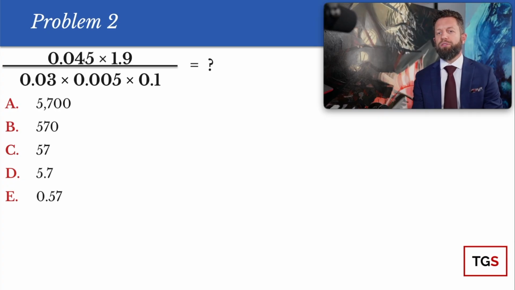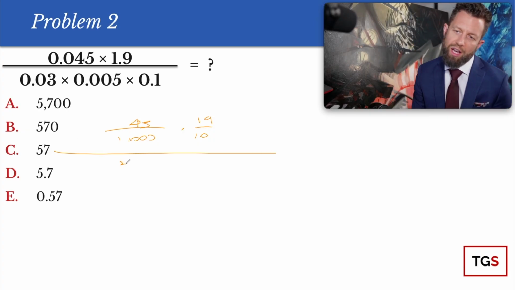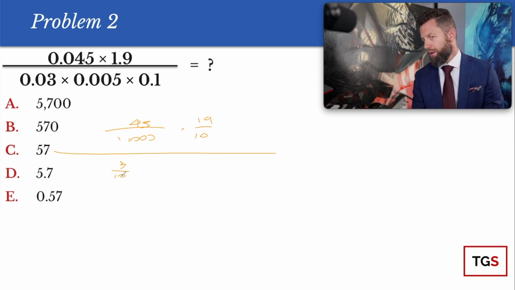So 0.45 on the top, we'll just start with the numerator, is just 45 divided by 1,000. And 1.9 is just 19 divided by 10. So I'm just going to rewrite the numerator as those fractions. So I'll make it 45 over 1,000 times 19 over 10 in the numerator. Let's do the same thing with the denominator. We'll turn 0.03 into 3 over 100. We'll make 0.005 into 5 over 1,000. And we'll make 0.1 into 1 over 10.